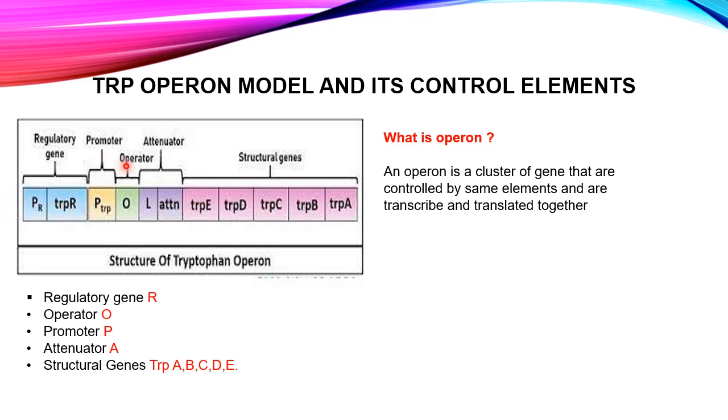Okay, this is a regulatory gene. In between, the promoter, operator, and attenuator regions are nucleotide sequences. They have a specific function which I'll let you know. But as of now, you should know that there is a regulator gene and 5 structural genes, and between them you have an operator region, promoter region, and an attenuator region, and they are usually represented by R, P, O, A and trp A, B, C, D, E. Okay, this is the basic structure of a tryptophan operon model.